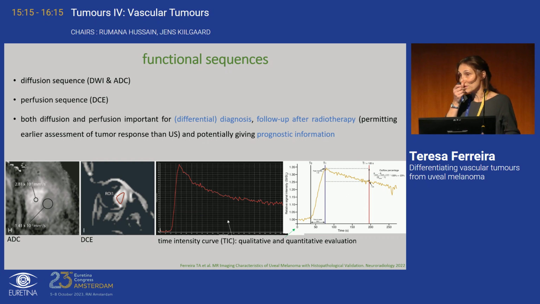Both these functional sequences are very important for us for the differential diagnosis, in particular to be able to say if a lesion looks benign or if it looks malignant, but we also use them now, especially after proton beam therapy, in the early follow-up after therapy to see if the tumor is responding or not, and we hope that they will also give prognostic information.